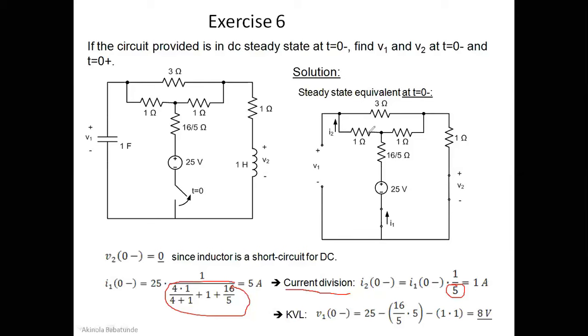So the current passing through the 1 ohm resistor is equal to the current passing through the 3 ohm resistor, and that is equal to 1 ampere. This is very important, so please pay attention to that. That is I2.